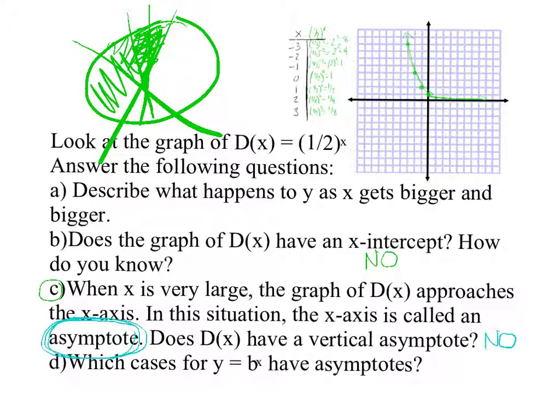And then D says, which cases for y equals b to the x have asymptotes? From what I can tell, looking at any of the pictures and looking at this graph, it's going to have a horizontal asymptote. Horizontal asymptote for y equals 0, or the x-axis.